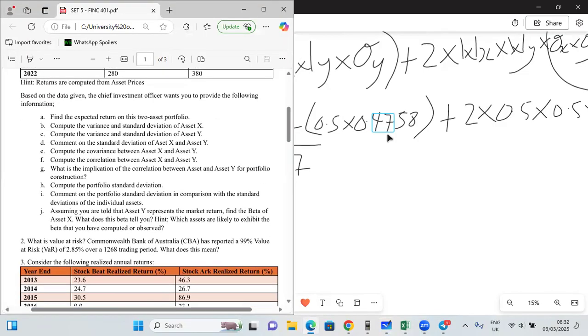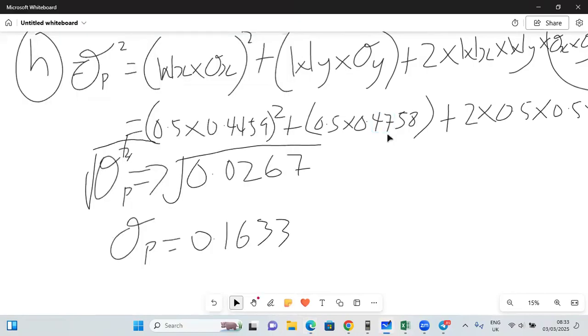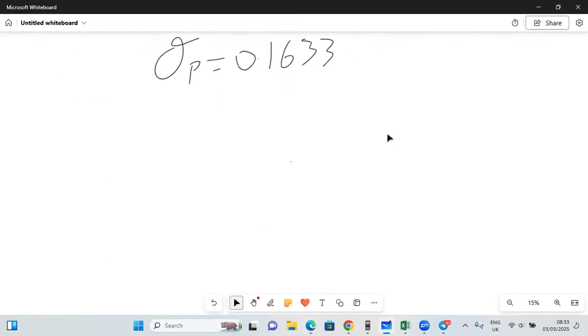Then J is asking us to assume you are told that asset Y represents the market return. Find beta of asset X. What does this beta tell you? So now this is for J.